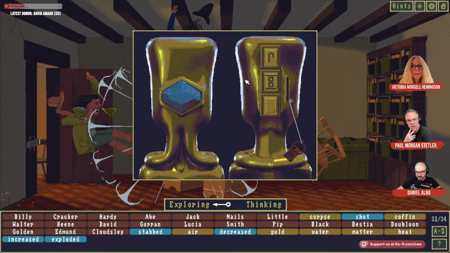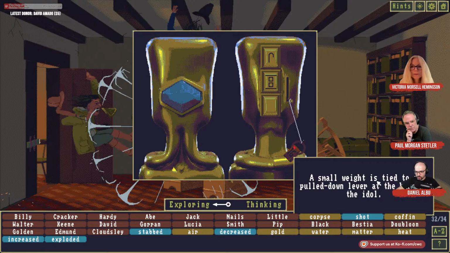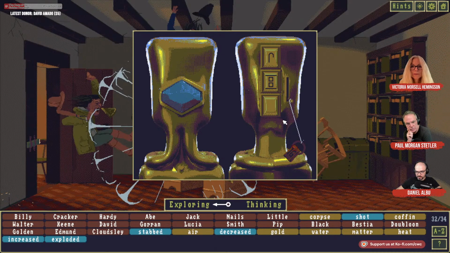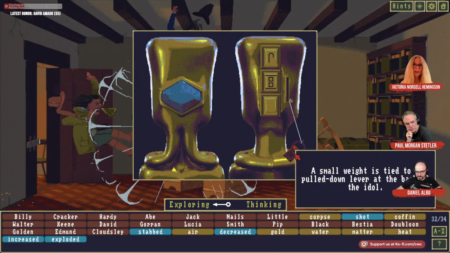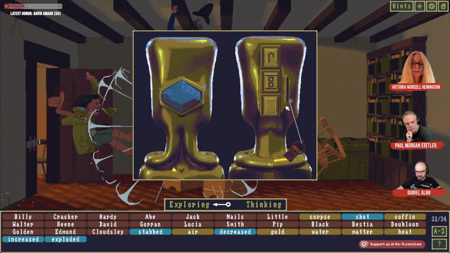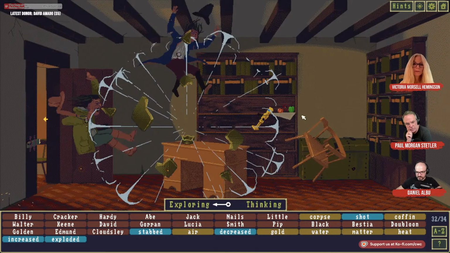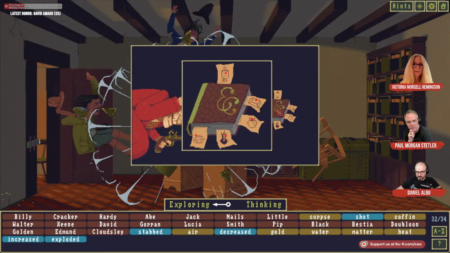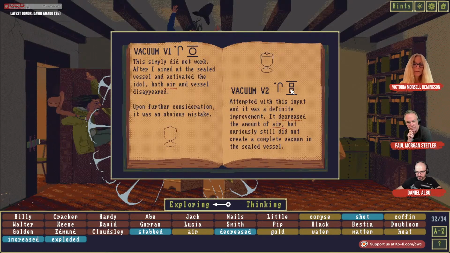Okay, so the idol has these symbols, which is the cane and the 2 boxes. A small weight is tied to a pull-down lever at the back of the idol. Okay, so remember the lever from the previous chapters? So now they added this weight to keep it down. Mm-hmm. So cane and 2 boxes. Let's see what we have here. Cane and 2 boxes.